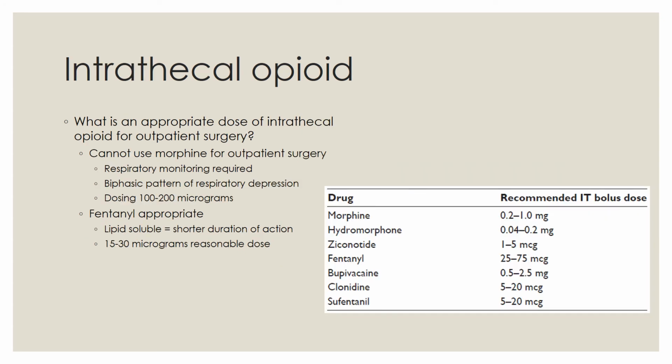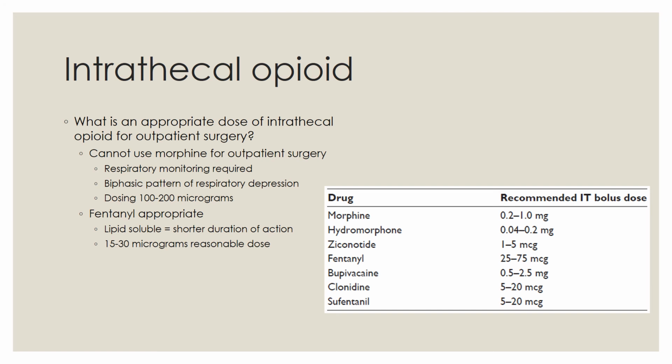All right, our next question was about intrathecal opioid and appropriate dosing of such after outpatient surgery. It gave you two options, morphine and fentanyl, and then two different doses for each of those. So in an outpatient setting, morphine is contraindicated. The reason for this is that morphine is a hydrophilic opioid. It camps out in the CSF for a prolonged period of time, and therefore long-term respiratory monitoring is needed. Long-term meaning for at least 24 hours.